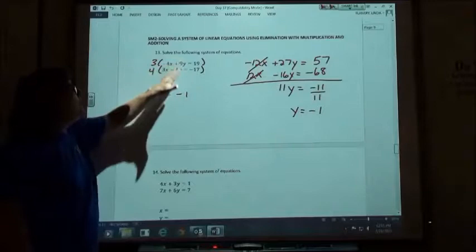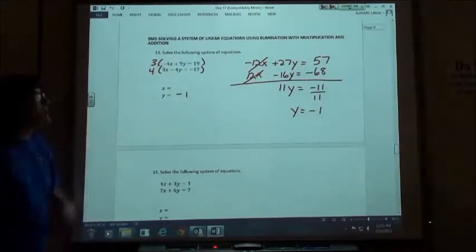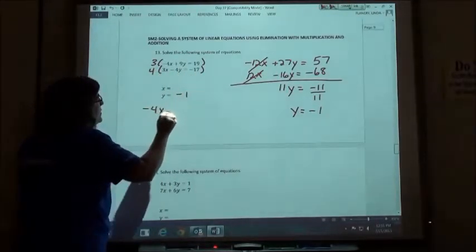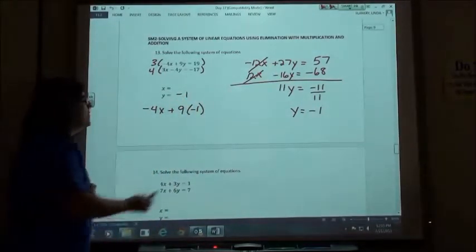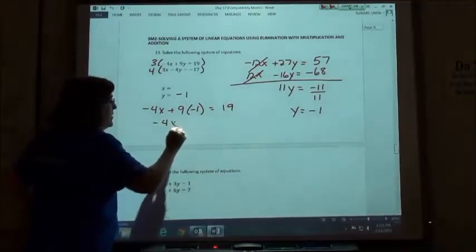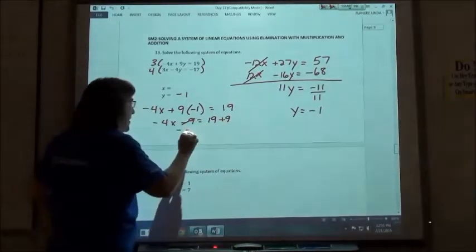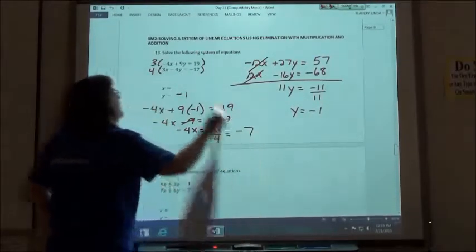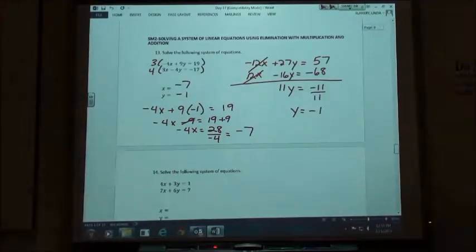You can use either equation, it doesn't matter which one. Normally I will just use the top equation, but you can use the bottom one if you want to. I'm going to use the top one. So negative 4x plus 9 times the y value, which we're going to replace with the negative 1, equals 19. So negative 4x minus 9 equals 19. If I add my 9, negative 4x equals 28, and when I divide, x equals negative 7.